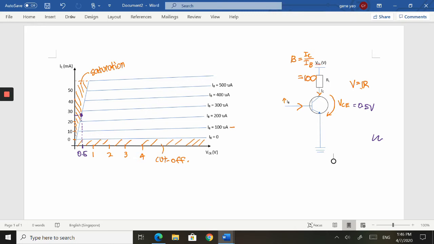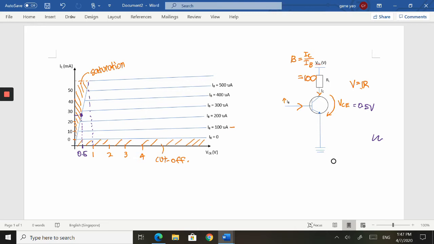So if I want to have a greater IC current at saturation, perhaps I can increase my VCE value. Yeah, so that's how I interpret this graph here.